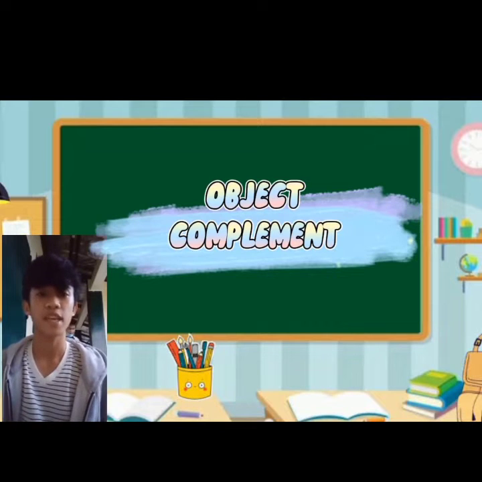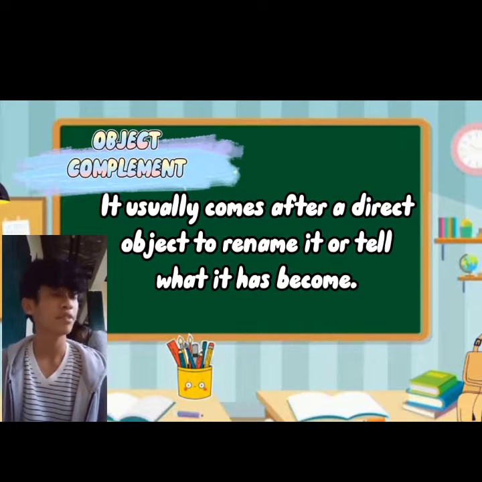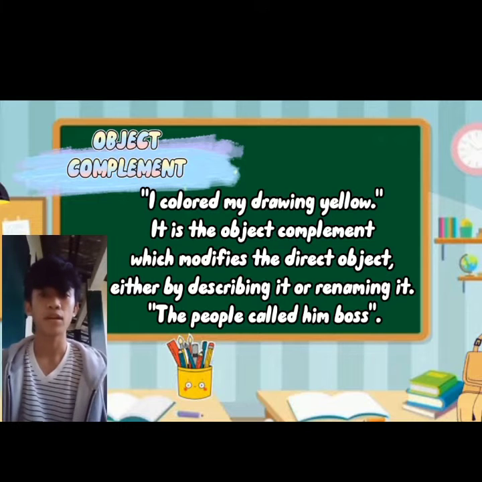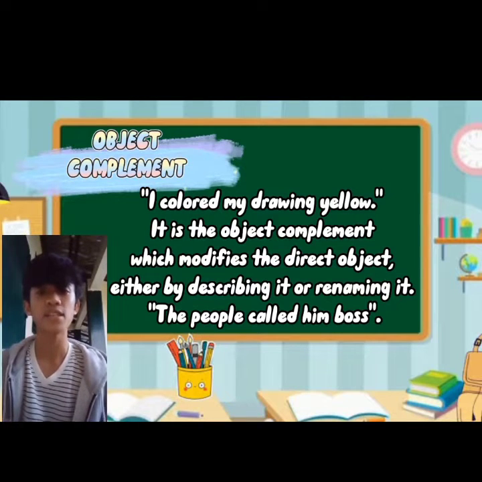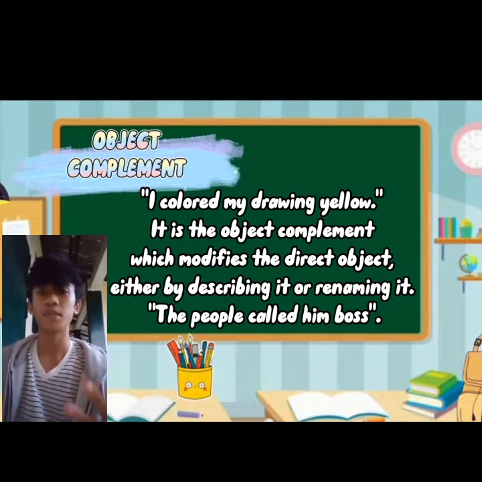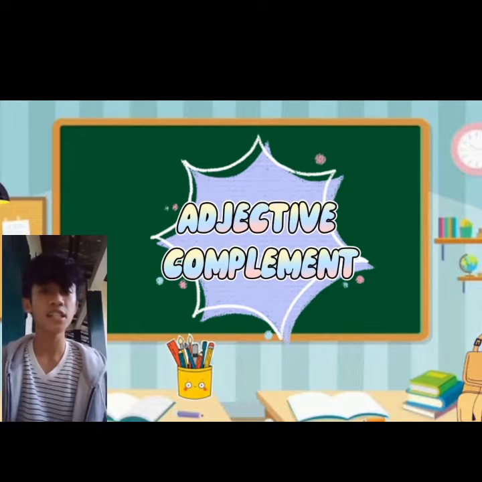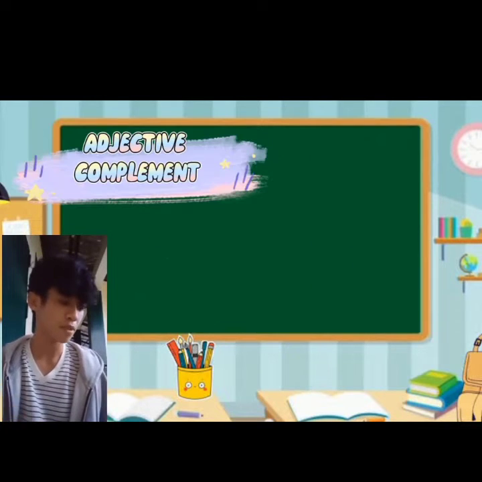And next is the object complement. It usually comes after a direct object to rename it or tell what it has become. Example: I colored my drawing yellow. It is an object complement which modifies the direct object, either by describing it or renaming it. Other examples: the people call him a boss, and that's another example. And the adjective complement, that is the third example of complements.